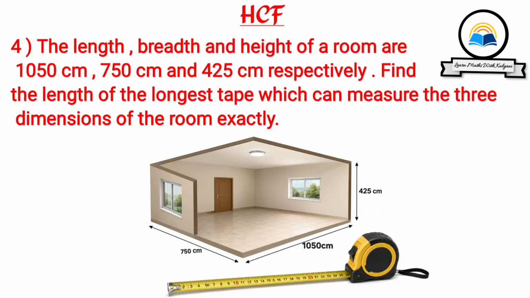The length, breadth and height of a room are 1050 centimeters, 750 centimeters and 425 centimeters respectively. Find the length of the longest tape which can measure the three dimensions of the room exactly.